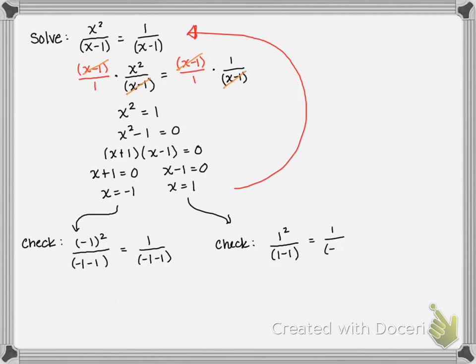What'd you guys figure out? It works. Which does? The negative one. Right, so for -1, we get 1 over -2 equals 1 over -2. That works. What about 1? 1 over 0. Which is what? Undefined. It's undefined.